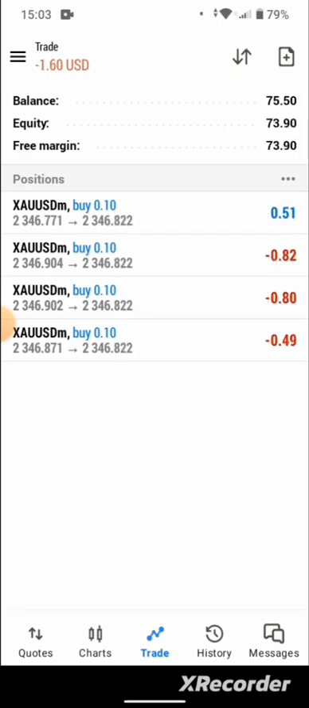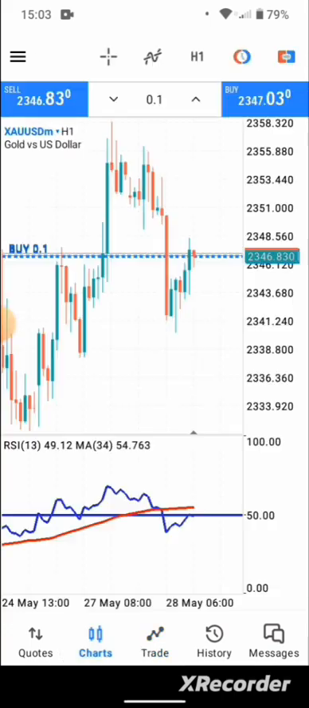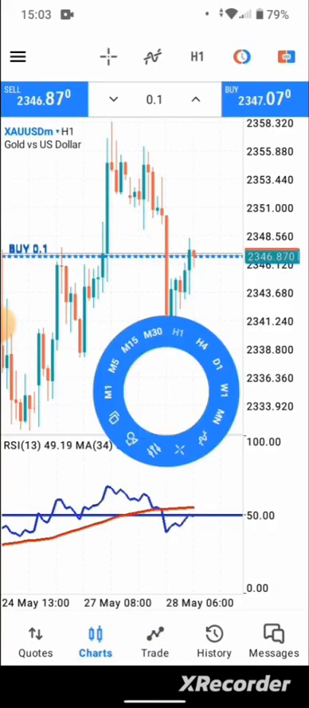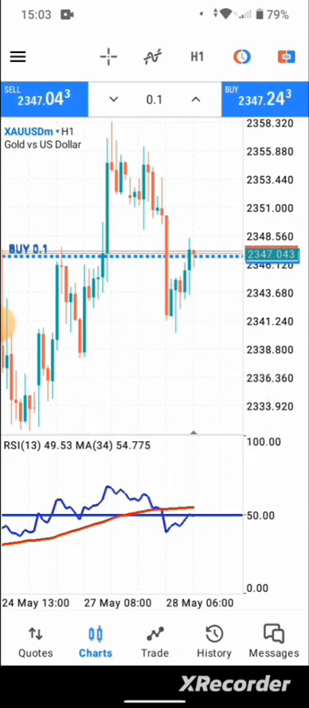We are planning to flip this $75 into something massive. You know how we do it here. So guys, let's wait and see what is going to happen with this trade, and I will get back to you guys.